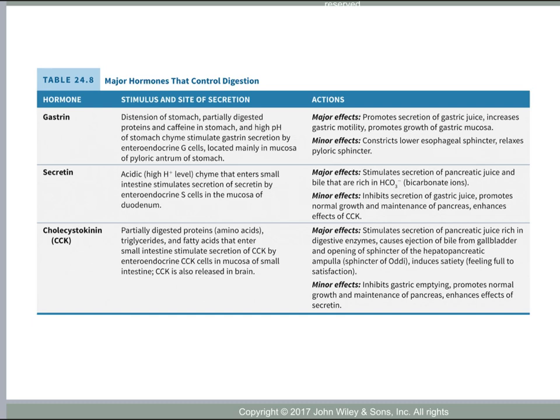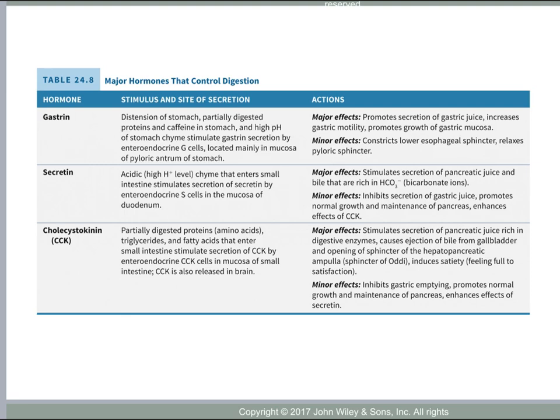Table 24.8 deals with major hormones that are going to control digestion. So again, I like this table because it goes through gastrin, secretin, and cholecystokinin. We've discussed these, but it puts it in a nice little neat package to tell you what the major effect is as well as the minor effect. What I want you to focus on is the major effect here. Don't worry too much about the minor effect, but review it because it should make sense as to what its function is.